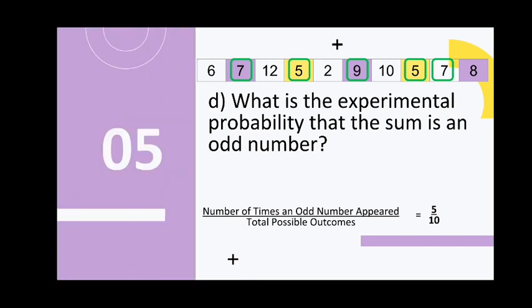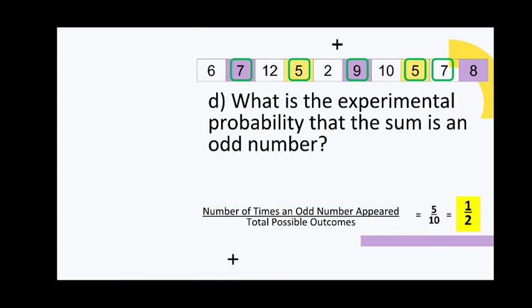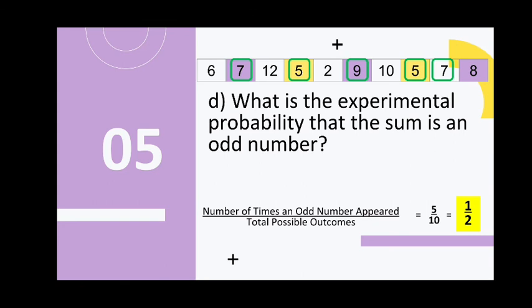At ang 5 over 10 ay hindi nga naka-lowest term pa because ang greatest common factor ng 5 at 10 ay 5. So we're going to divide both of them, which is equal to 1 over 2. Therefore, the experimental probability that the sum is an odd number is equal to 1 over 2.